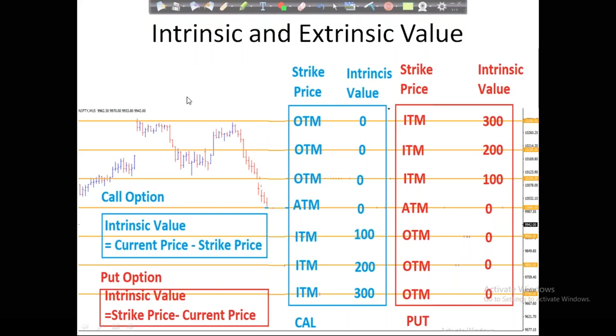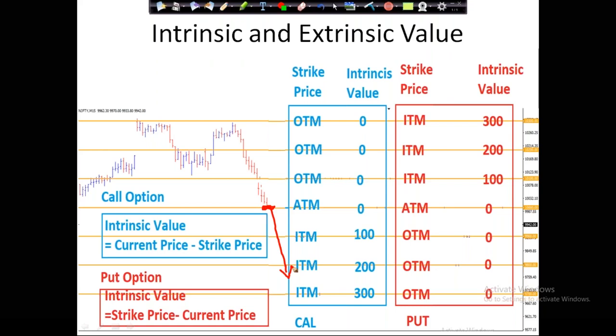Okay, let me explain the put side. This is the call side. In the put side, it is the opposite. Intrinsic value is strike price minus current price. Now you can see we expect price will drop from this area and continue toward the downside, using different trading strategy, fundamental analysis and technical analysis. Some coronavirus is infecting, bad news is coming, and we are expecting price will drop from this area.